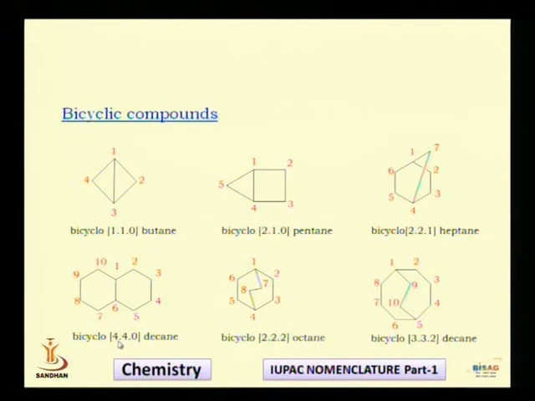Number writing is over. In square brackets, the number writing is over. What is this number writing? 4, 4 and 0. And now the final job that I have to do is write the name of the parent hydrocarbon.